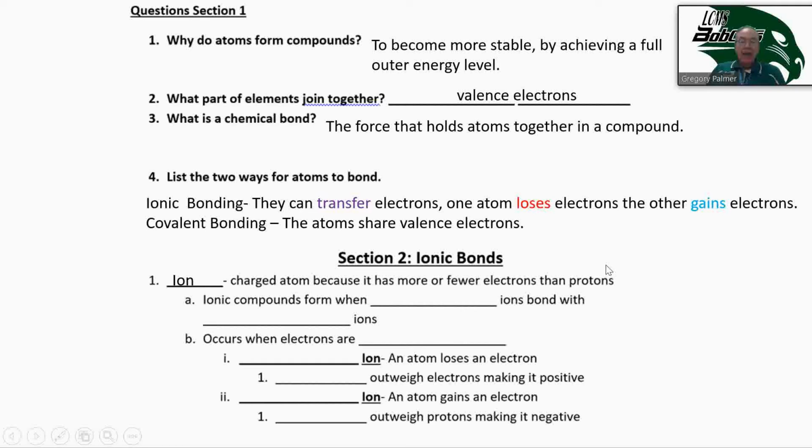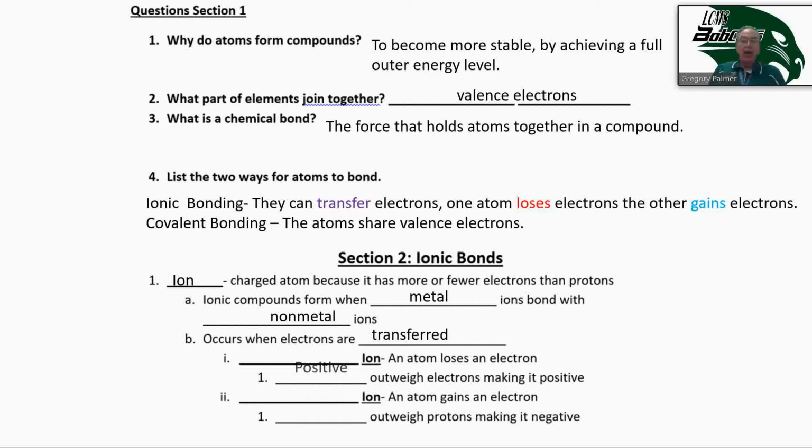An ion is a charged atom because it has fewer or more electrons than protons. So when it loses some of its electrons, the electrons are negative, it becomes positive. And when atoms gain electrons to fill up that outer energy level, then they become negative ions. Ionic compounds form when a metal bonds with a nonmetal. It occurs when the electrons are transferred.